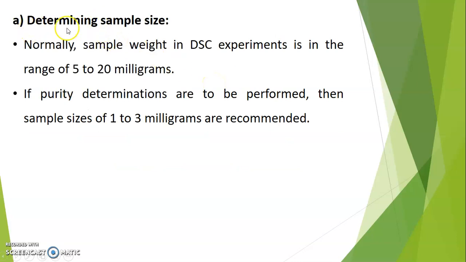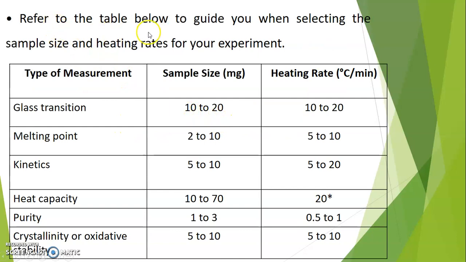Now the next one is determining sample size. So how much sample will we use in this method? About 5 to 20 milligrams of sample is used for DSC experiments. If purity determination is to be performed, then a sample size of 1 to 3 milligrams is recommended. Refer to the table below to guide you when selecting the sample size and heating rates for your experiments.